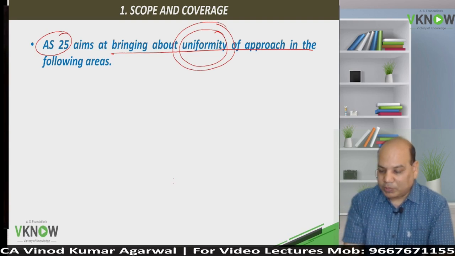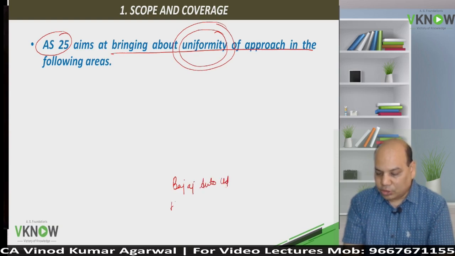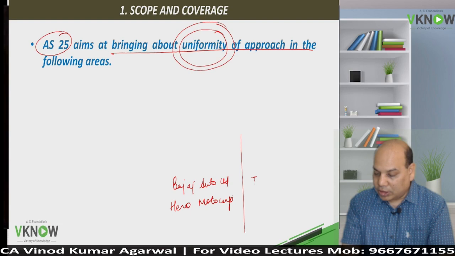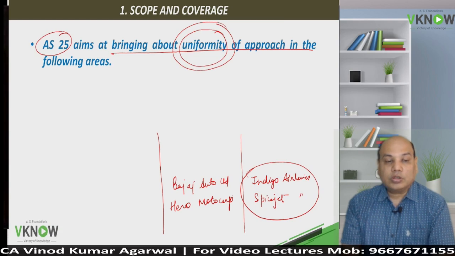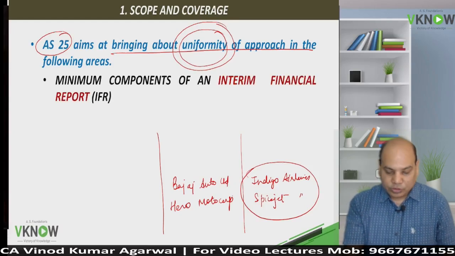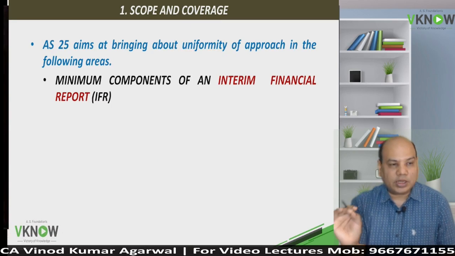Okay, so you can compare the results of Bajaj Auto Limited with Hero MotoCorp easily if they follow same principle in the interim report. You can compare the figures of, let us say, Indigo Airlines with SpiceJet airline. They are comparable. Okay, so even interim period reports you will be able to compare if they are prepared using uniform accounting principle. So what are the areas covered by AS25?